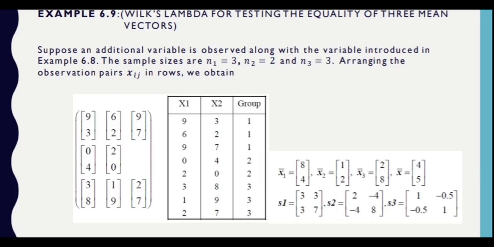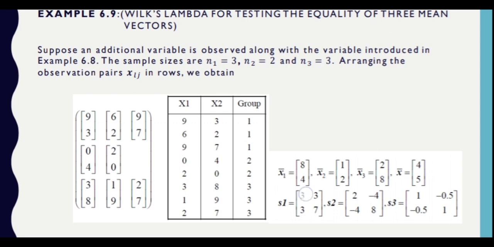Okay. And then we also need the overall x bar. How do you get 4? You add everything together. This 4 is the mean for the first variable, which is the mean of this column, the first variable overall. 5, you get the mean for the x2 column, you will get 5. And then we also need the variance covariance matrix for each of the populations, S1, S2 and S3.